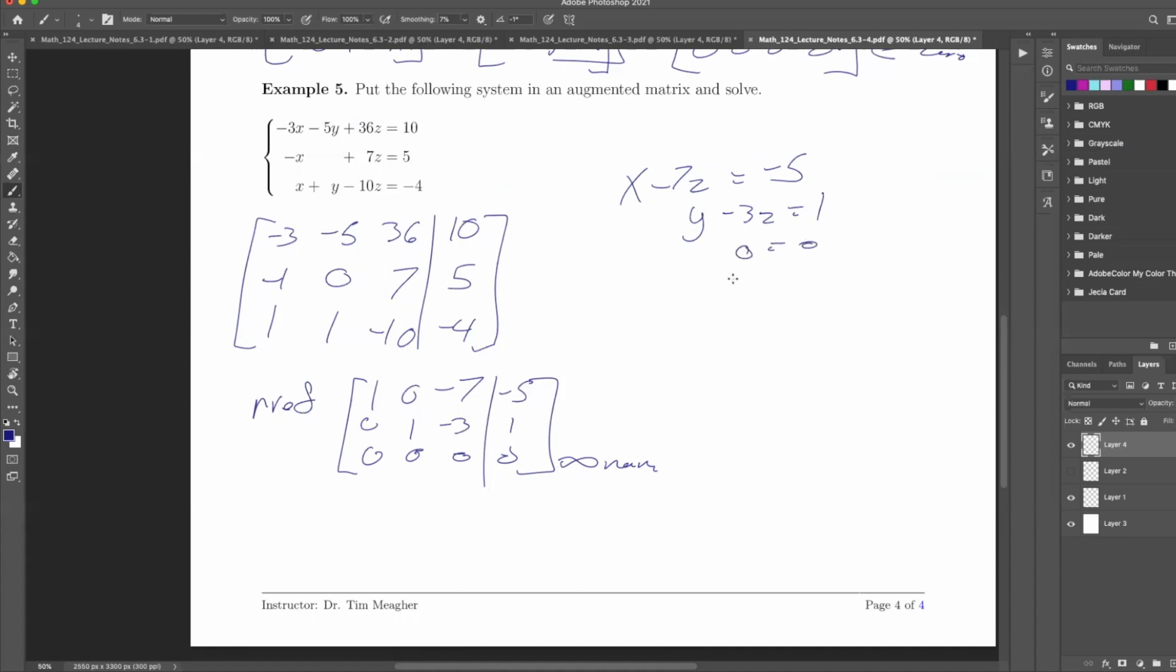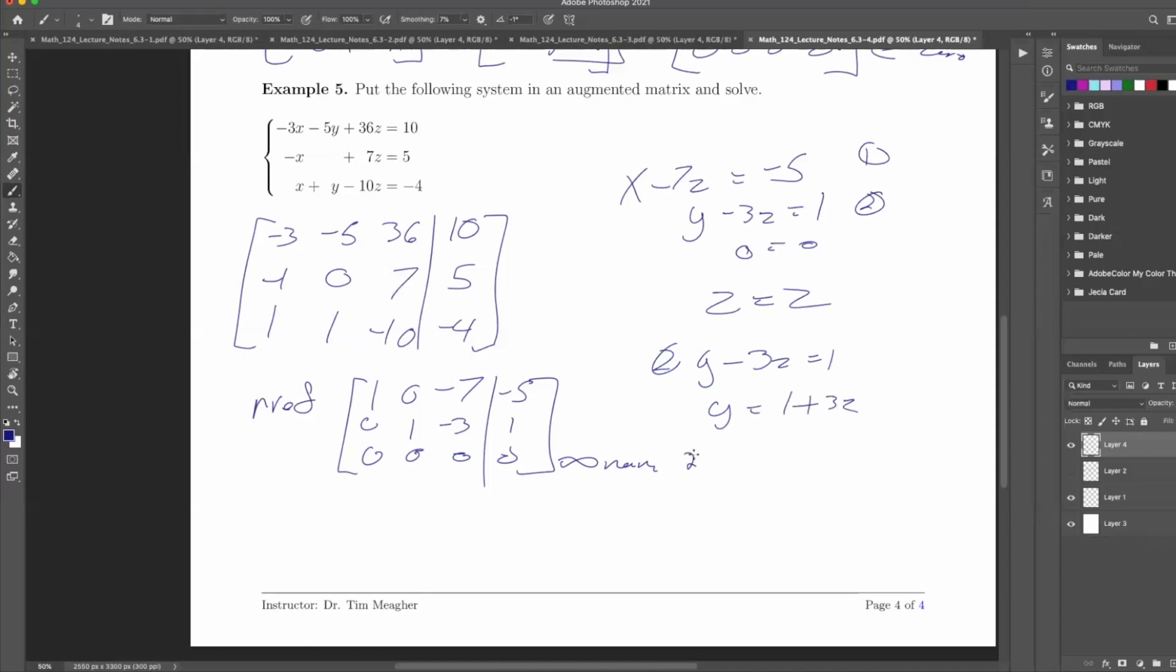So what happens in this case? We're just going to set z equal to z. I usually set it equal to t, but your book just sets it equal to z. So if z equals z, we solve for y. This is equation 2; equation 3 has nothing really. So equation 2: y minus 3z equals 1. We solve for y. We get y equals 1 plus 3z.